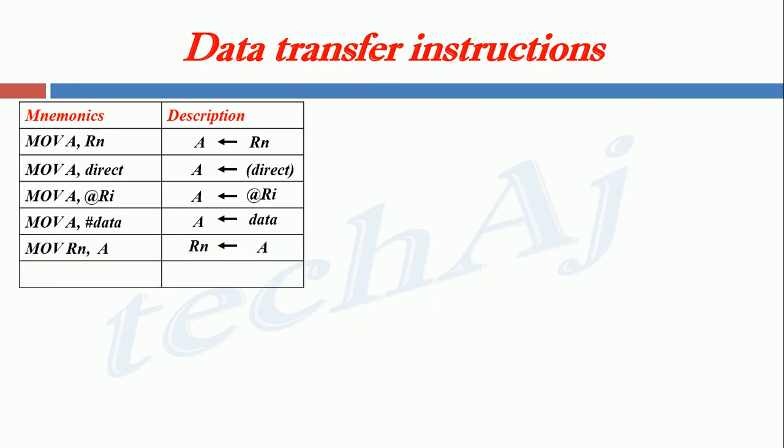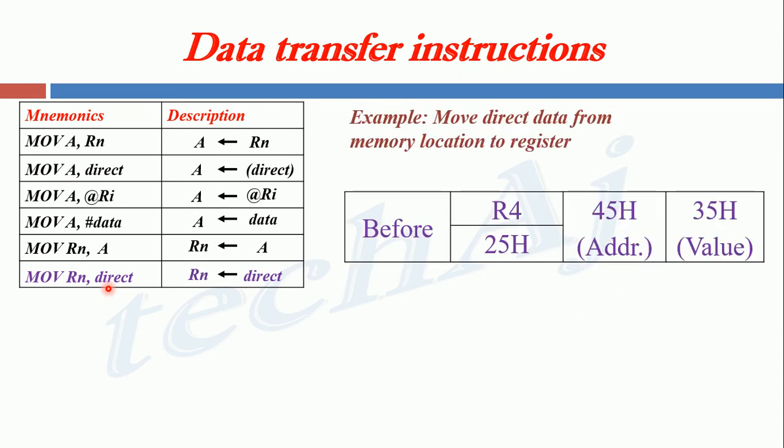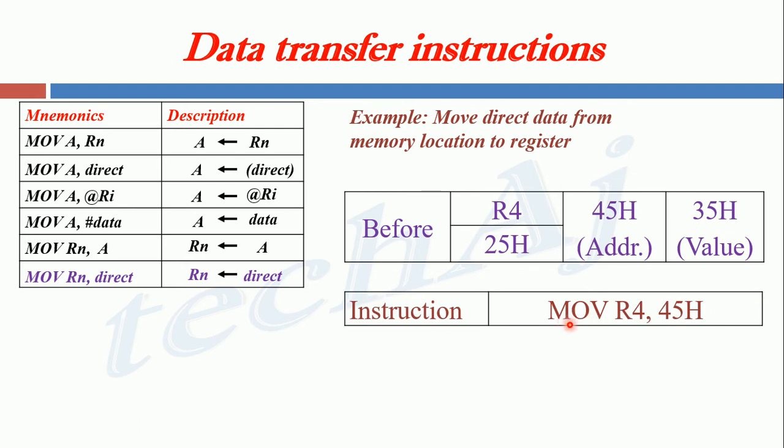Next is MOV Rn, direct. This instruction will copy the data directly from the memory address to the register Rn. For example, initially register R4 is having the value 25H and some address 45H is having the value 35H. So if you execute the instruction MOV R4, 45H, the data from the address 45H is copied into R4. That means 35H is copied into R4.